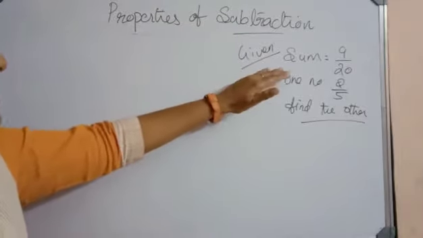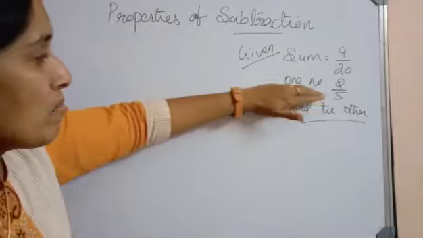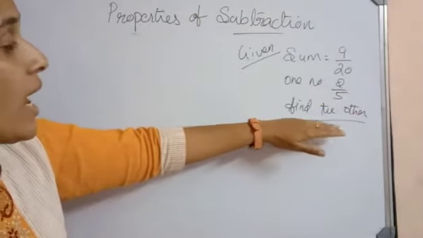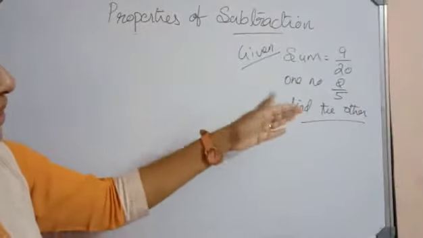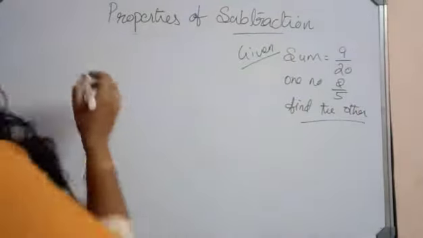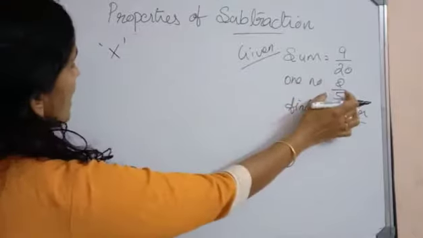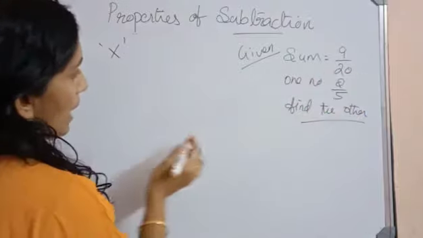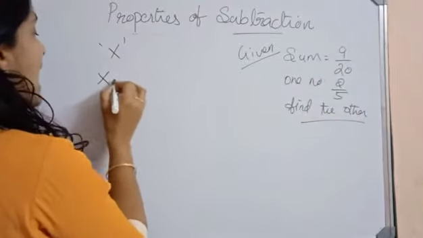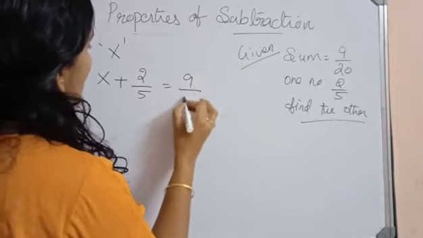Here it is given that the sum of two rational numbers is 9 by 20 and one number is 2 by 5. Let's find the other number. How to find it? We don't know what the other number is, so let the other number be x. Now we have to add the given number and this x so that we get the sum as 9 by 20. So we'll write this as x plus 2 by 5 is equal to 9 by 20.